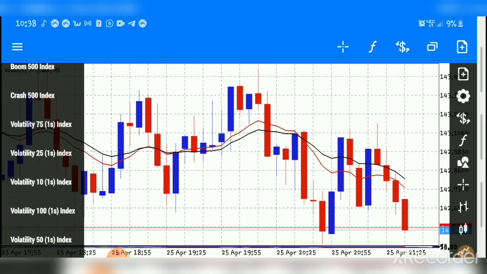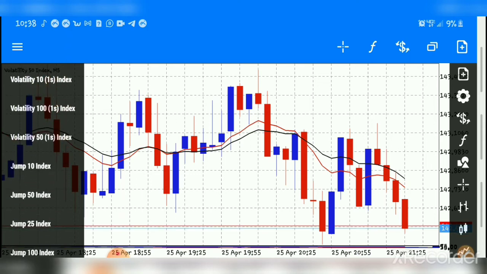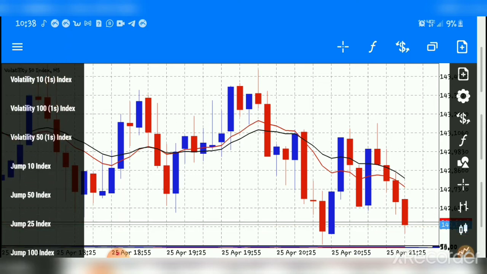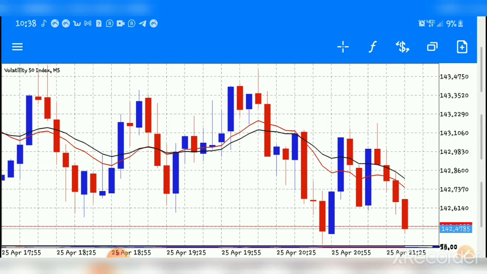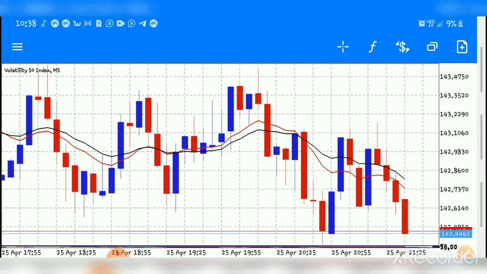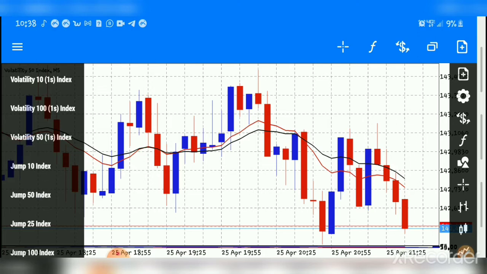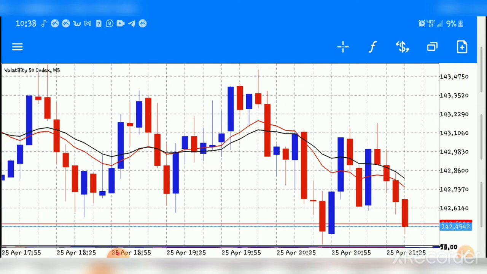But in all these assets, let me add this one to it. Deriv just added some assets also, about 2 months ago. The likes of jump 10, jump 50, jump 25, jump 100. They were not there before. They have just been added so that we can have many assets to trade.